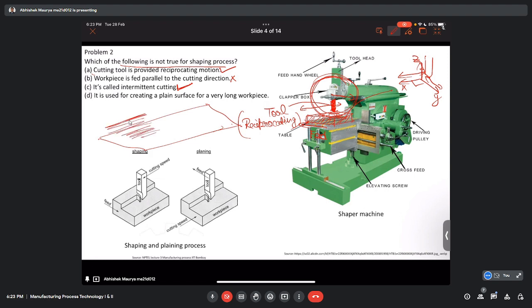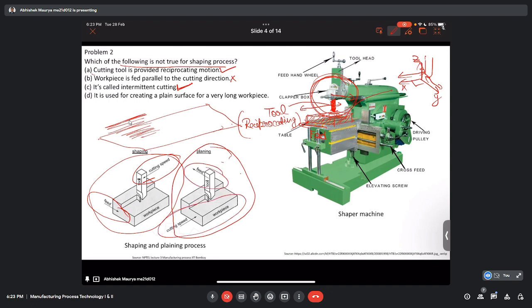In that case, what we do, we provide feed motion to the tool and cutting motion to the workpiece, which has been shown here. This process is called the planing process. Here if you see, in shaping the cutting motion is given to the tool and feed motion is given to the workpiece, but here the opposite is happening. Here cutting motion is given to the workpiece, feed motion to the tool.